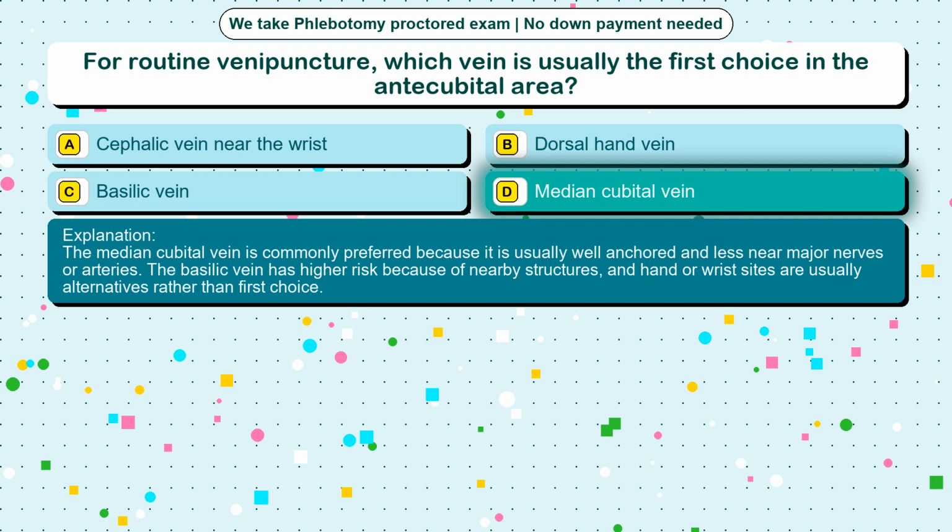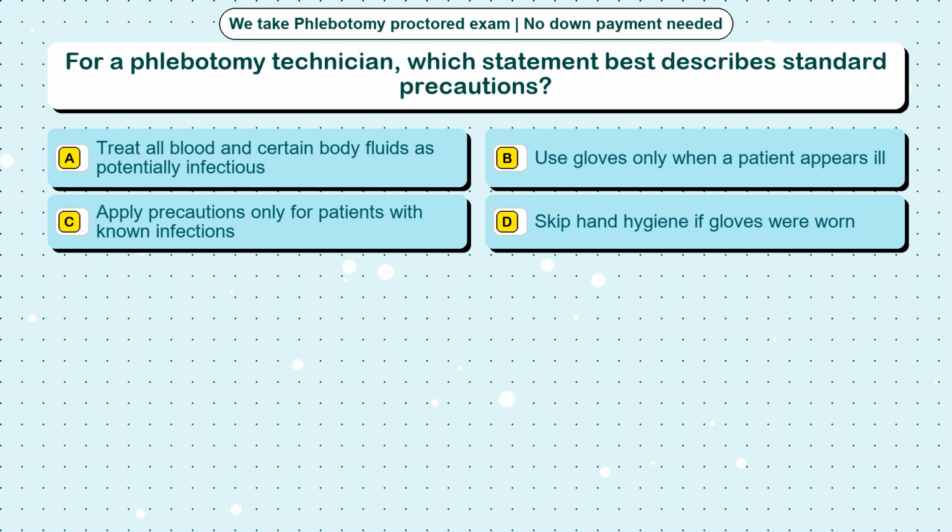The median cubital vein is commonly preferred because it is usually well anchored and less near major nerves or arteries. The basilic vein has higher risk because of nearby structures, and hand or wrist sites are usually alternatives rather than first choice. Question 57. For a phlebotomy technician, which statement best describes standard precautions?